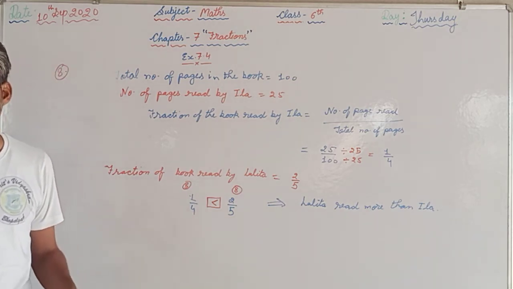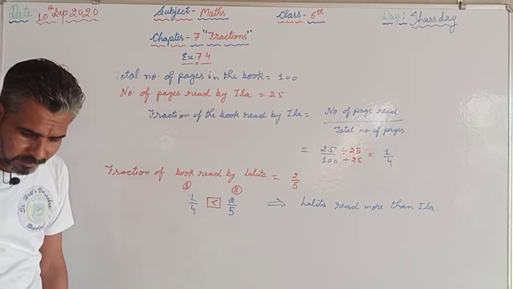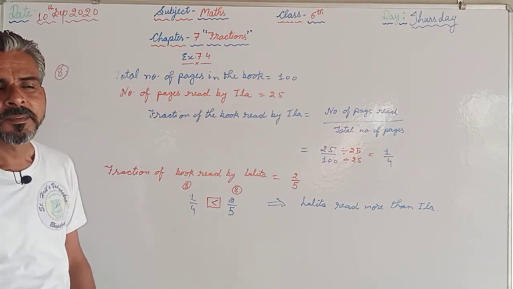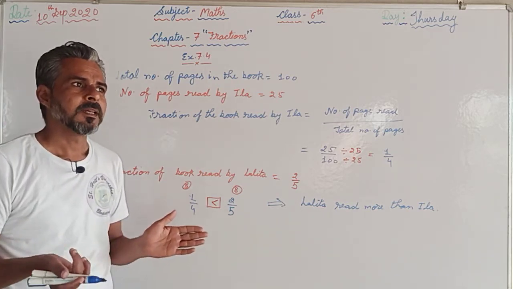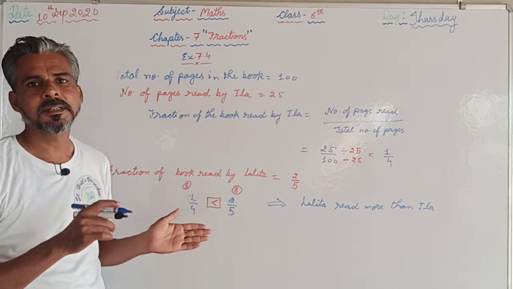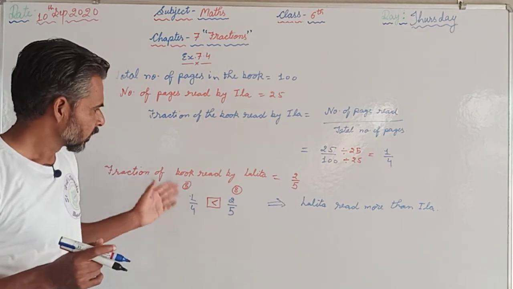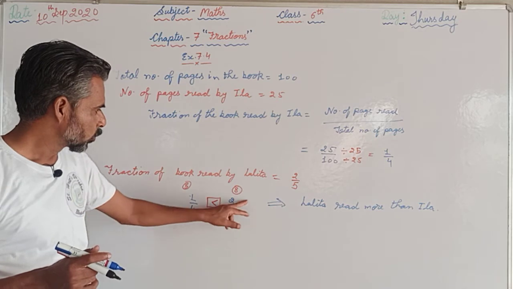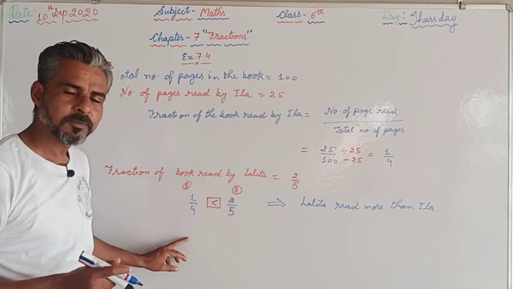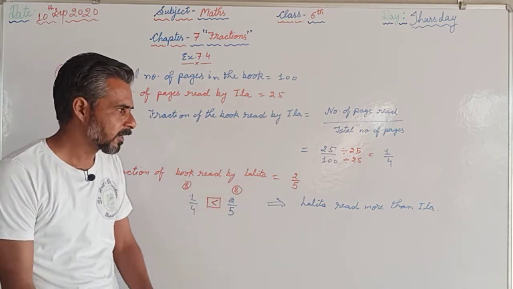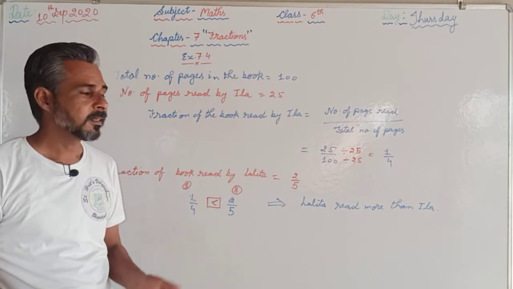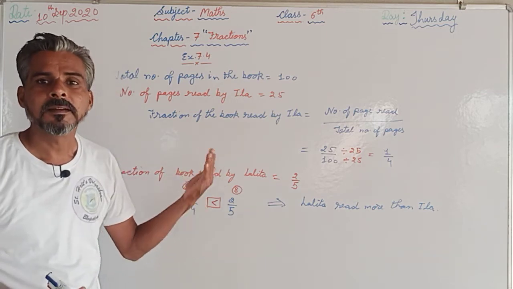You know how to compare, by multiplying diagonally, means cross multiplying, means we have to multiply the numerator of the first fraction with the denominator of the second fraction. Afterwards we have seen that 2 upon 5 is more than 1 upon 4. So the answer is Lalita read more than Ela, or we can say Ela read less than Lalita.